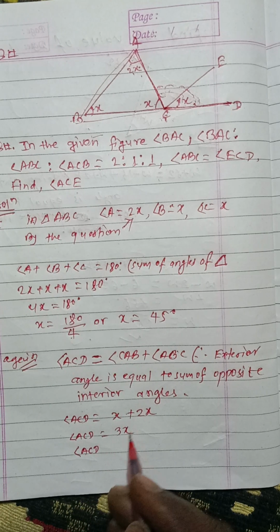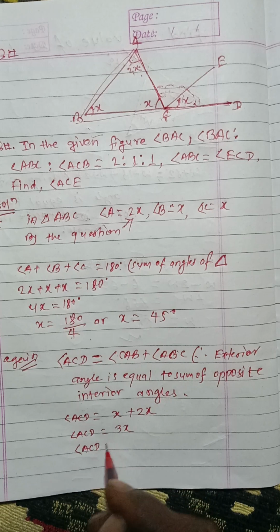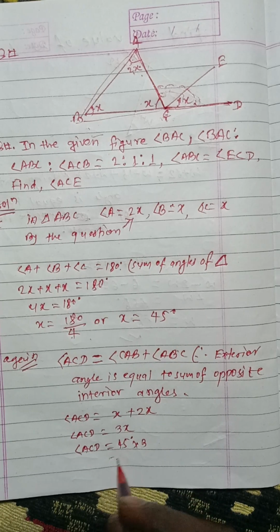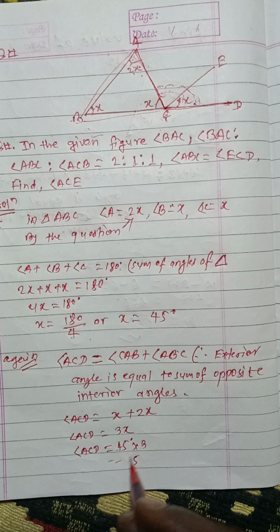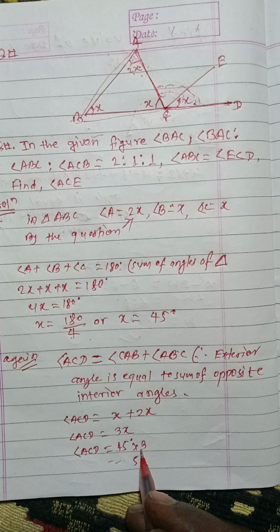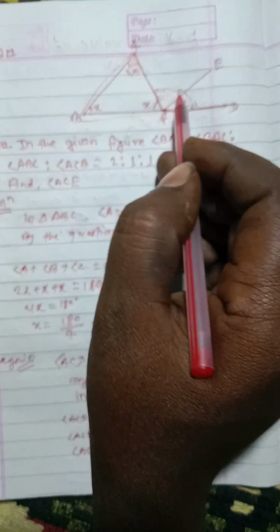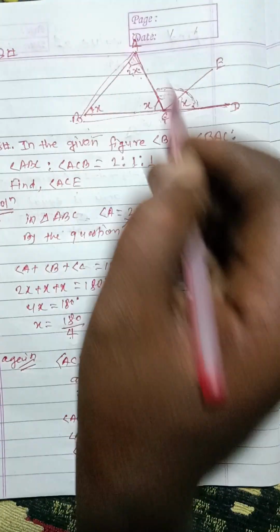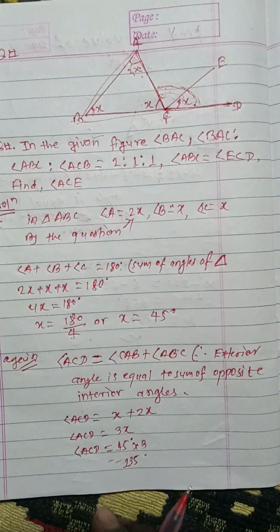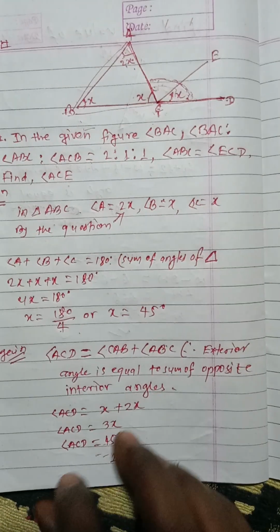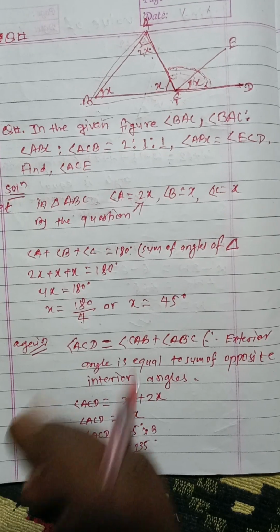3x means 45 into 3. Then altogether, 5 threes are 15, 4 threes are 12, so 135 degrees. So the whole angle ACD equals 135 degrees.